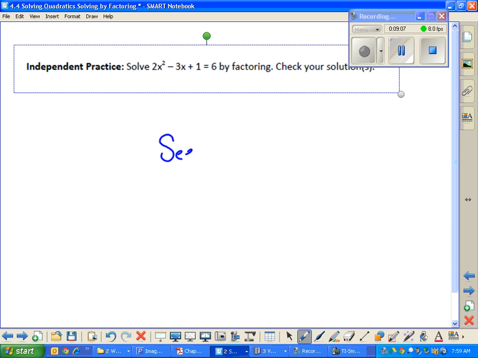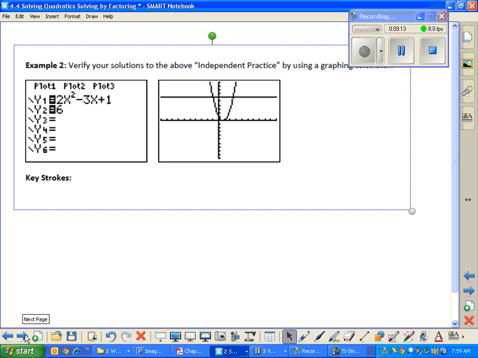To check this, I just need you to see example 2. Here's example 2. I'm going to show you how to check it on your calculator too. In order to check this equation in your calculator, you'll enter the left side of the equation in as y1 and the right side of the equation in as y2. And you're going to go to Zoom Standard and you're going to press Graph.